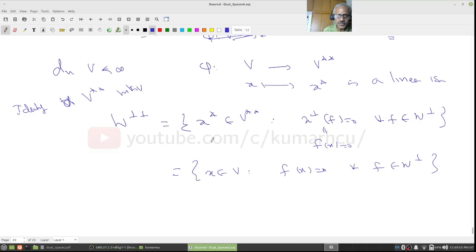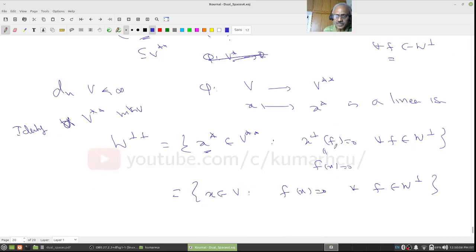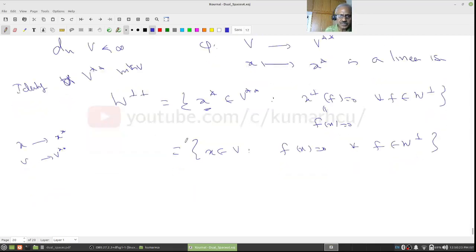Okay. Therefore, I can simply say, let us look at it. Any phi is of the form x star. Therefore, the condition is x star f is 0. Right? But what is x star f? x star f is f of x. But x equal to x star I can identify. That's what we said, right? x going to x star, I can identify V with V double star. Therefore it is the same as f of x is 0. So this is the question I want to ask.